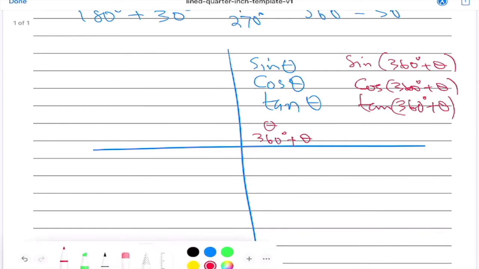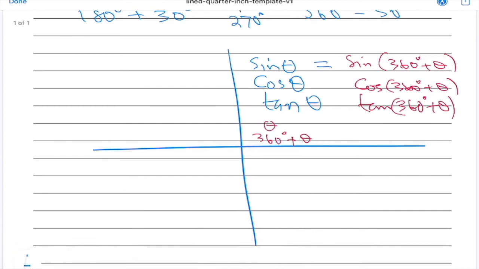Now here's something interesting. The sine of 360 plus theta is actually the same as the sine of theta, and the cosine of 360 plus theta is the same as the cosine of theta. Tangent of 360 plus theta is the same as tan of theta. You will need to learn that. That is never going to be provided in your formula booklet. So we need to start learning this one now.